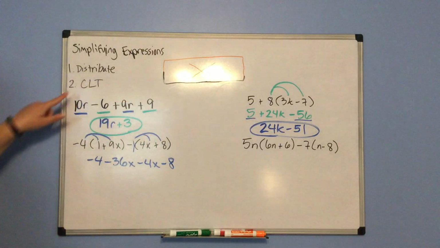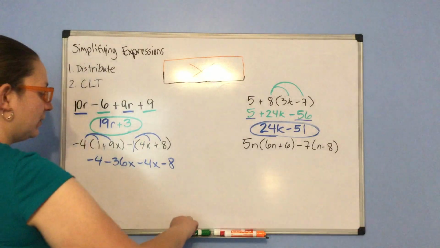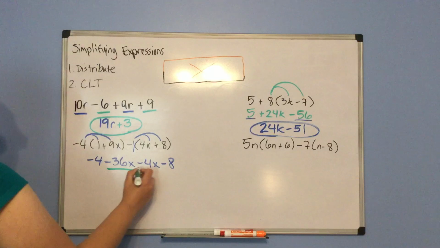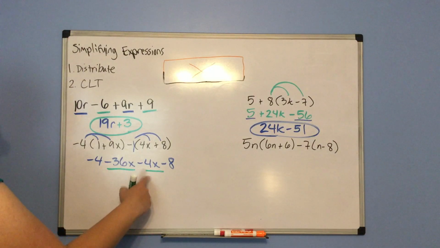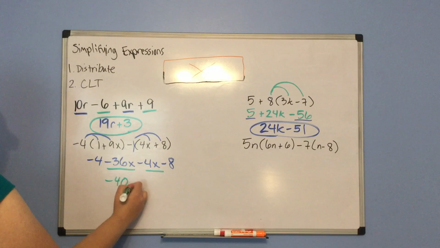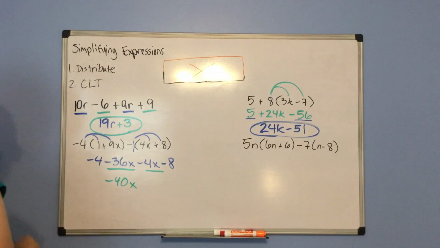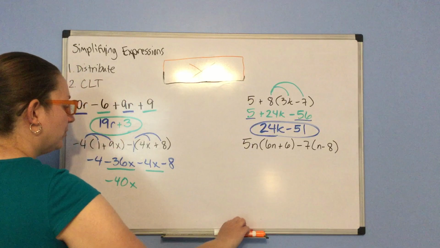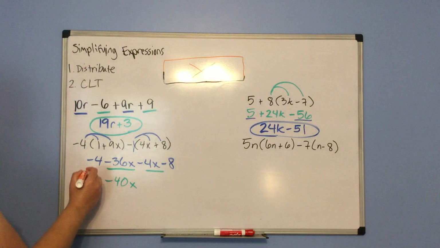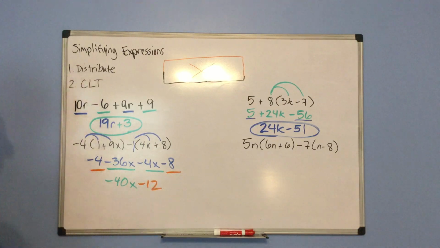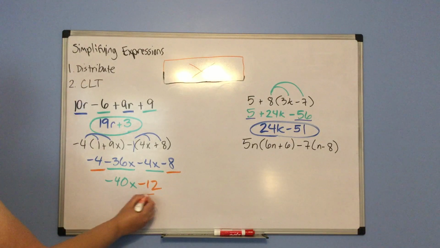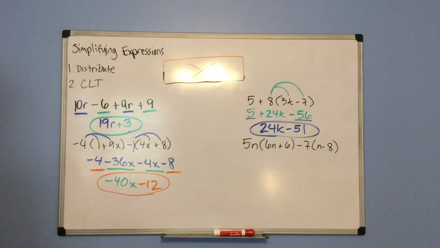We've done our distributing. Do we have any like terms? Yes, we do. We have two terms with an x in them. -36x minus 4x gives me -40x. The x part stays the same. And then I also have two number terms. -4 minus 8 gives us -12. I've combined as much as I can, so this is my final answer.